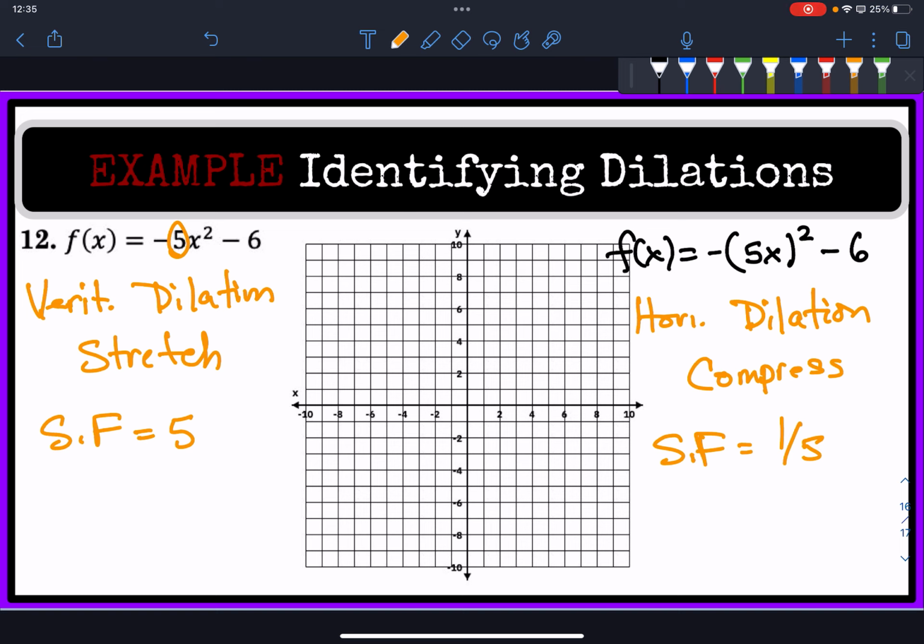So this is again the result of what is going to end up happening with these graphs, vertically compared to horizontally, and what they look like and what the scale factors are.